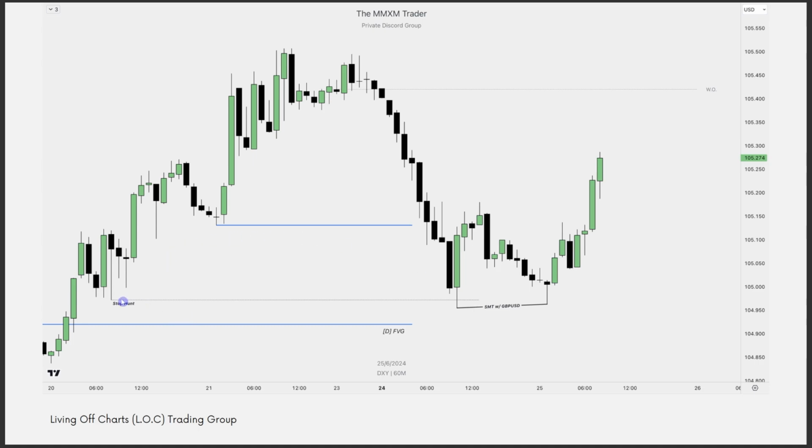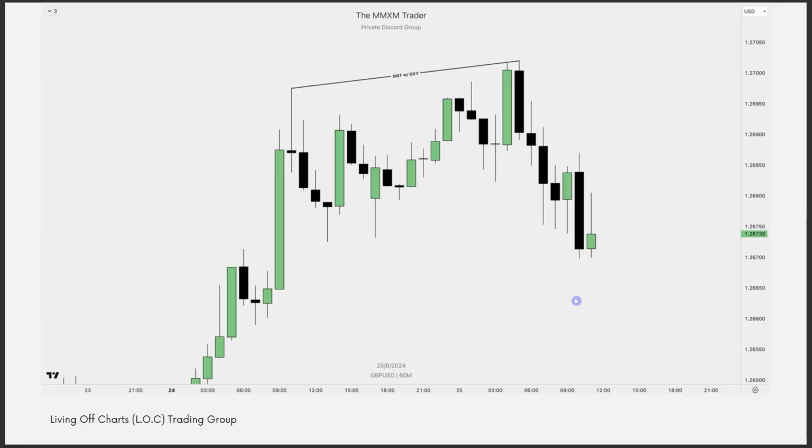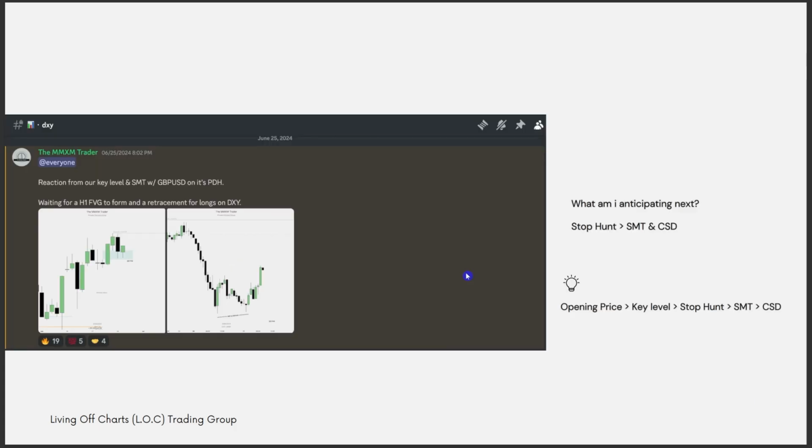So over here all these lows got raided, right? So we have a stop hunt, we're in a daily fair value gap, which is a key level, and we have SMT on the lows with GBP USD. We can see here the GBP USD chart, right? We took out the highs on GBP USD from this high to this high over here, but on the DXY chart we did not take out the low. So now we have SMT in a key level.